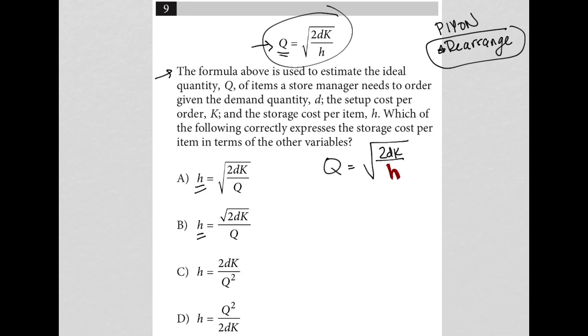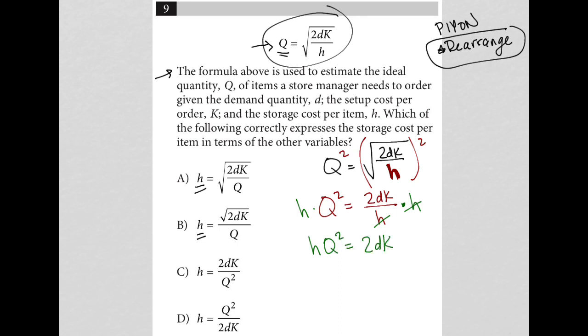I'm going to start by squaring both sides here, because that gets rid of the radical. So I'd have Q squared equals 2DK over H. Next, I am going to multiply both sides by H, because that gets me out of the denominator. H is canceled there. So now I have H times Q squared equals 2DK.